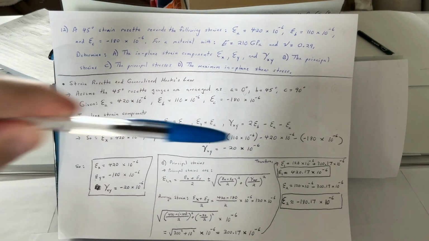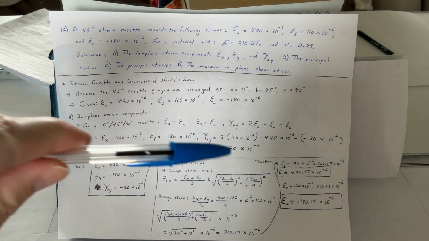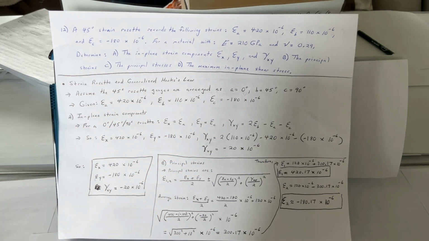So therefore here for epsilon sub 1, 120 times 10 to the negative 6 plus 300.17 times 10 to the negative 6. That's going to yield about 420.17 times 10 to the negative 6. And for epsilon sub 2, 120 times 10 to the negative 6 minus 300.17 times 10 to the negative 6. So that's going to come out to about negative 180.17 times 10 to the negative 6. So that's for letter B.